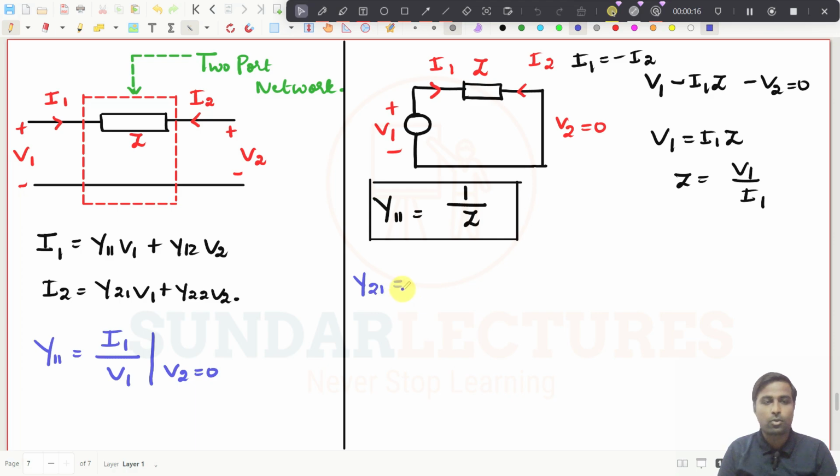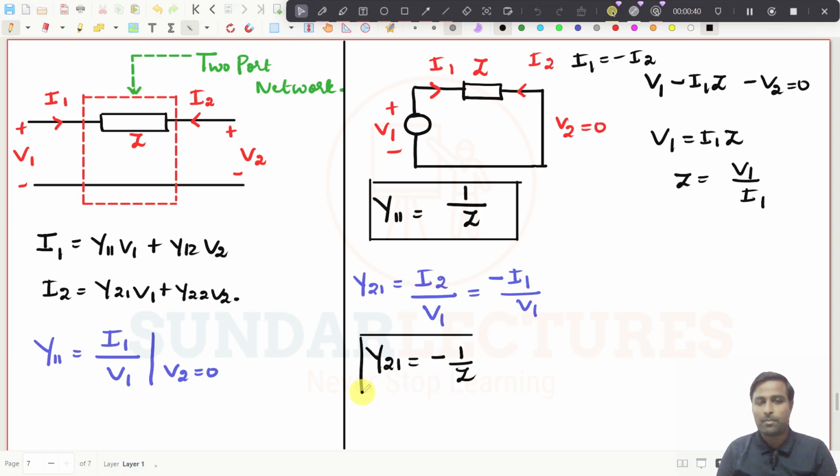So Y21 can also be written as I2 divided by V1, right? What is I2? I2 is minus I1, right? So this value will be minus I1 by V1. Then Y21 will become minus 1 by Z. That's all. Very simple, right? You can easily find the values once you know the procedure.